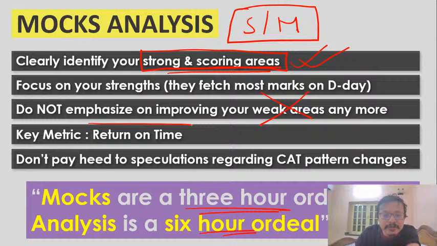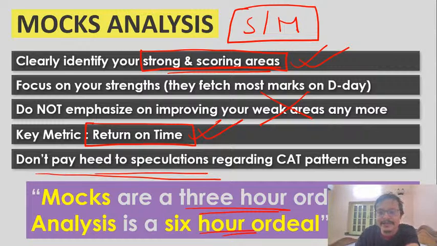Focus on the return on time metric. This is a very important metric, and don't pay unnecessary heed to speculations regarding CAT pattern change. This is one of the biggest distractions that aspirants need to deal with in this period, because there will be a lot of clickbait articles talking about the number of questions becoming 34, some will say the number of questions will become 30, some will say 28, some will say 25, some will say 20, some will say 23, 24, so stop being a part of those discussions.